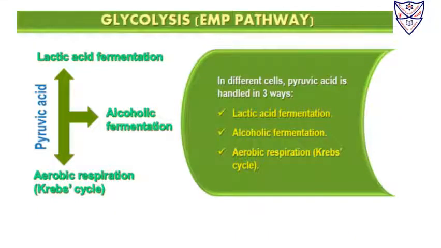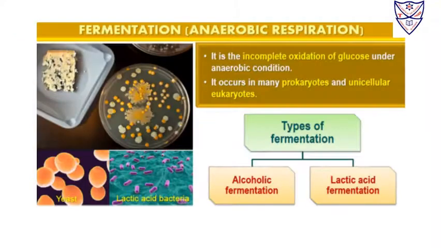So this pyruvate has 3 different fates. It can either enter lactic acid fermentation, alcoholic fermentation, or aerobic respiration. The first two reactions occur in absence of oxygen, whereas the Krebs cycle is in presence of oxygen. So fermentation is incomplete oxidation of glucose under anaerobic condition. It occurs mainly in prokaryotes and unicellular eukaryotes. So there can be two types of fermentation, alcoholic or lactic acid.